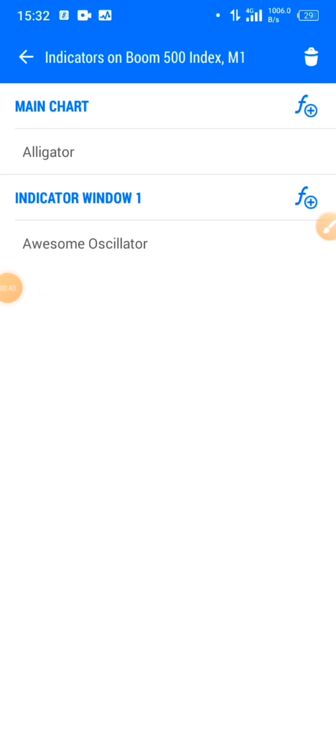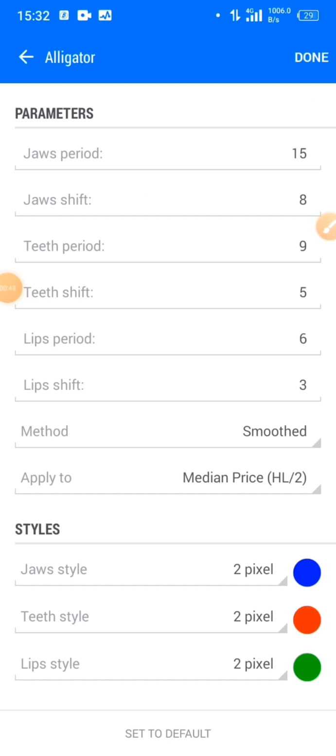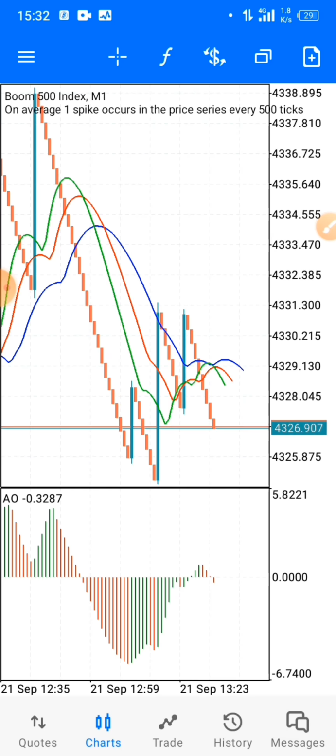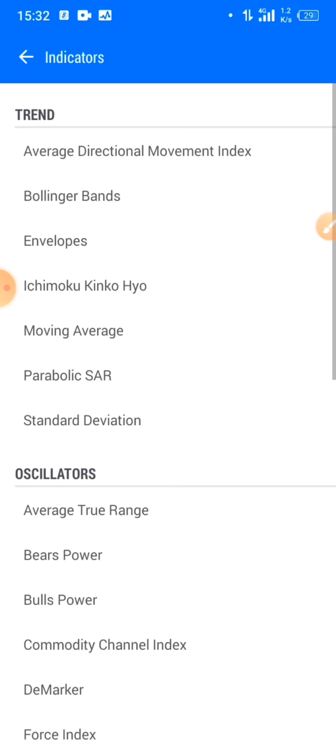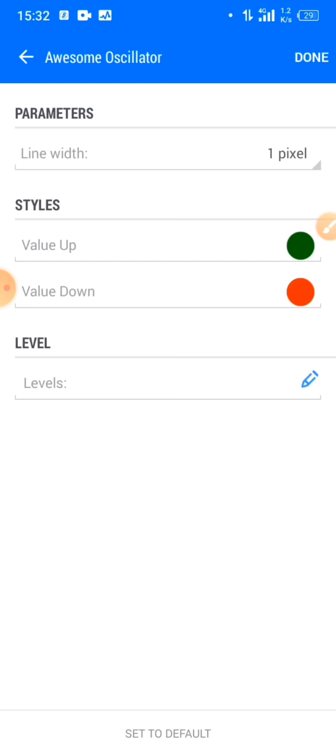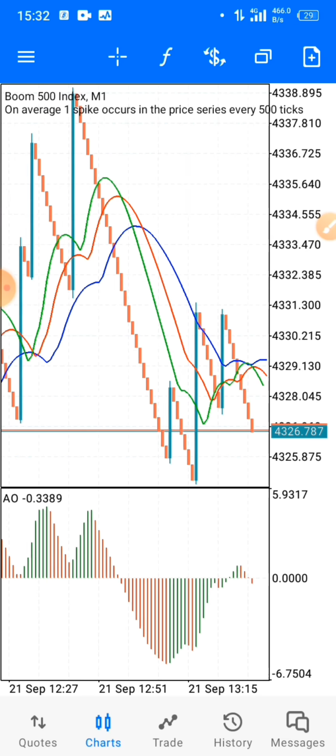So for the alligator, the jaws period is 15, jaws shift 8, teeth period 9, teeth shift 5, lips period 6, lips shift 3, or you can just take a screenshot and add them later after watching this. Then click on done. Then we are going to be adding the awesome oscillator. It has no period, so just add it. Then you click done.